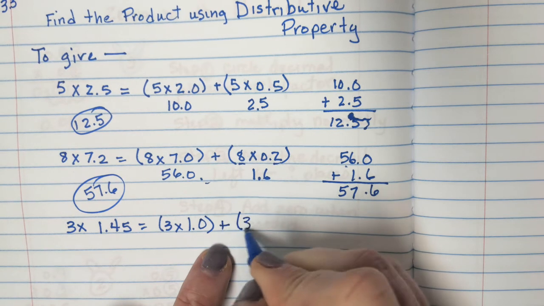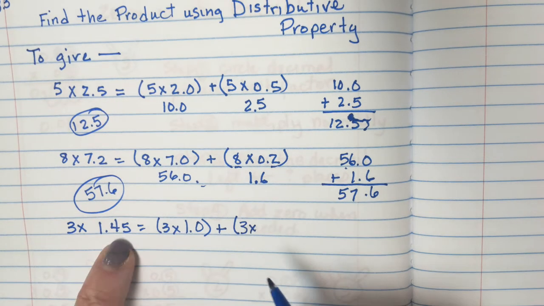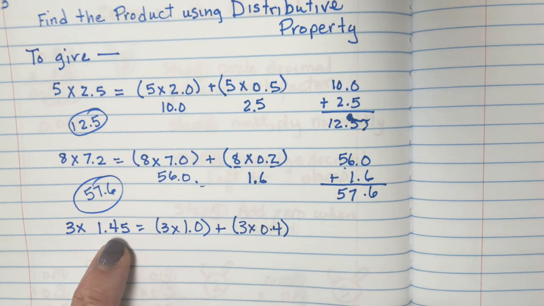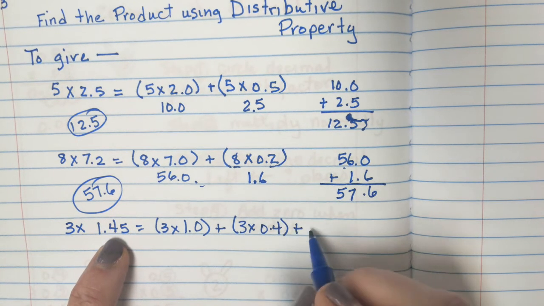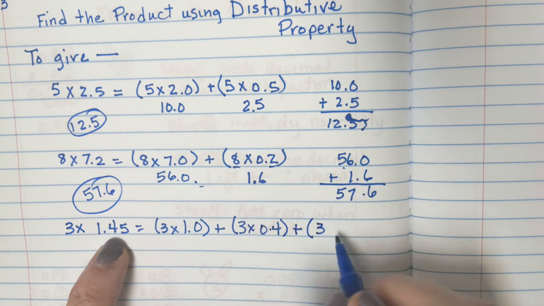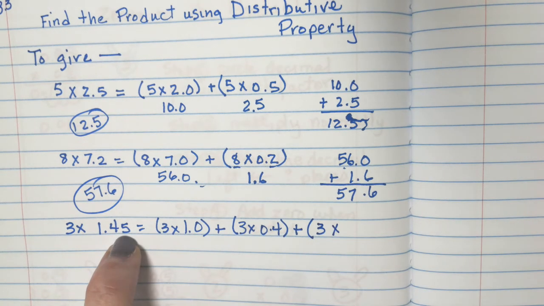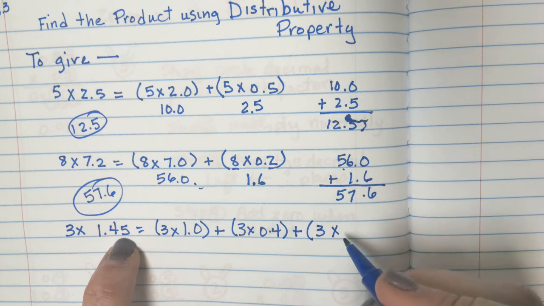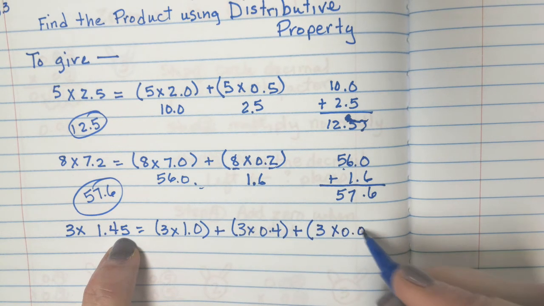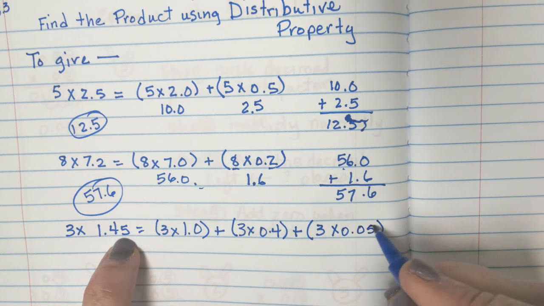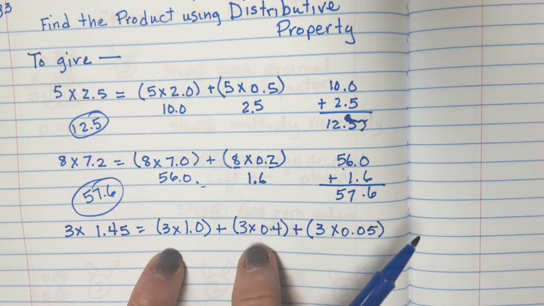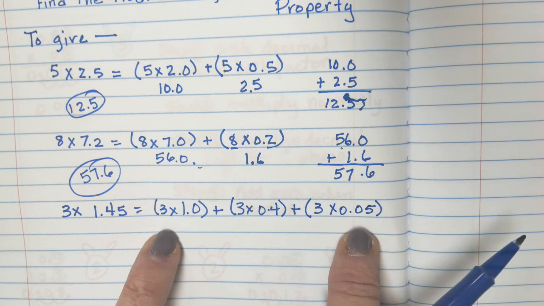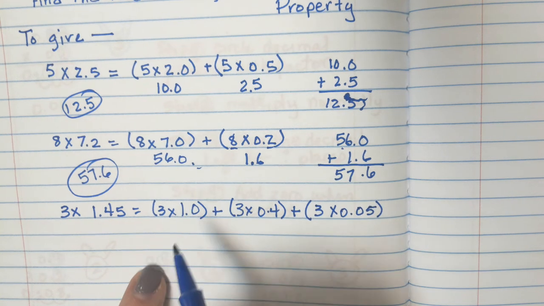Plus 3 times what? What's the next place? 0 4/10. Okay? Oh, plus, I got to do it again. 3 times what? 0.5. What? How do I say that correctly? 0 and 5. Good job. 0 5/100. Okay? Now, all I have to do is solve each one of those parentheses, remembering how many decimal places I have. So, Cammie, which one do you want to help me with?